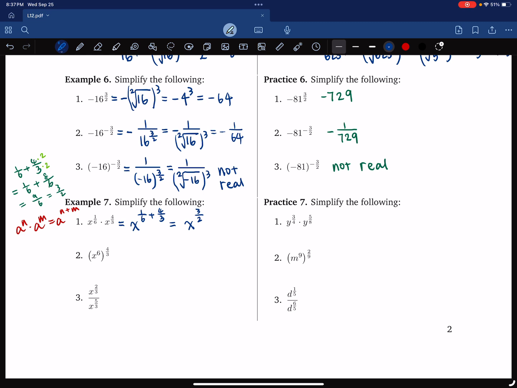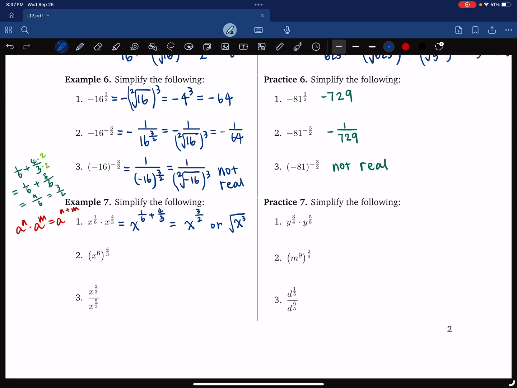And you could just leave it like this, or you could convert it to the radical form. The radical form is simply, denominator is the index, so it's just the square root. And then numerator is the exponents. You could also do this. It's the square root of x cubed.